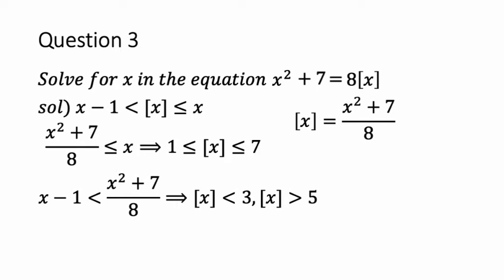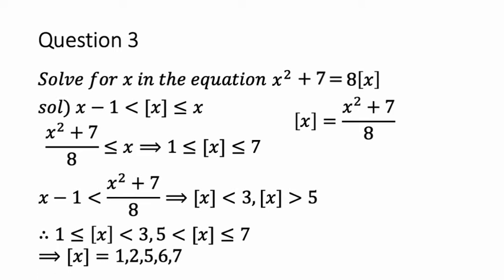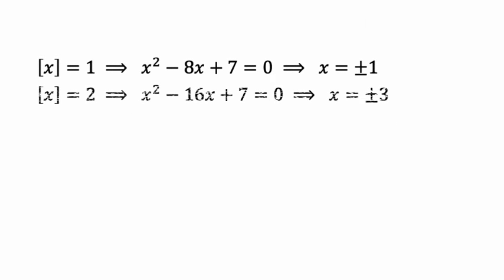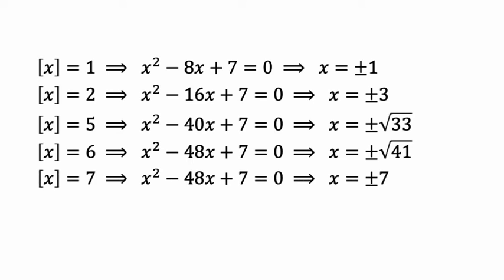We can combine these two and get that the range for x is that it will be between 1 and 3 and between 5 and 7. We'll then list out all the possibilities for the function of x, which is 1, 2, 5, 6, and then 7. We'll then use this to solve for every kind of x.